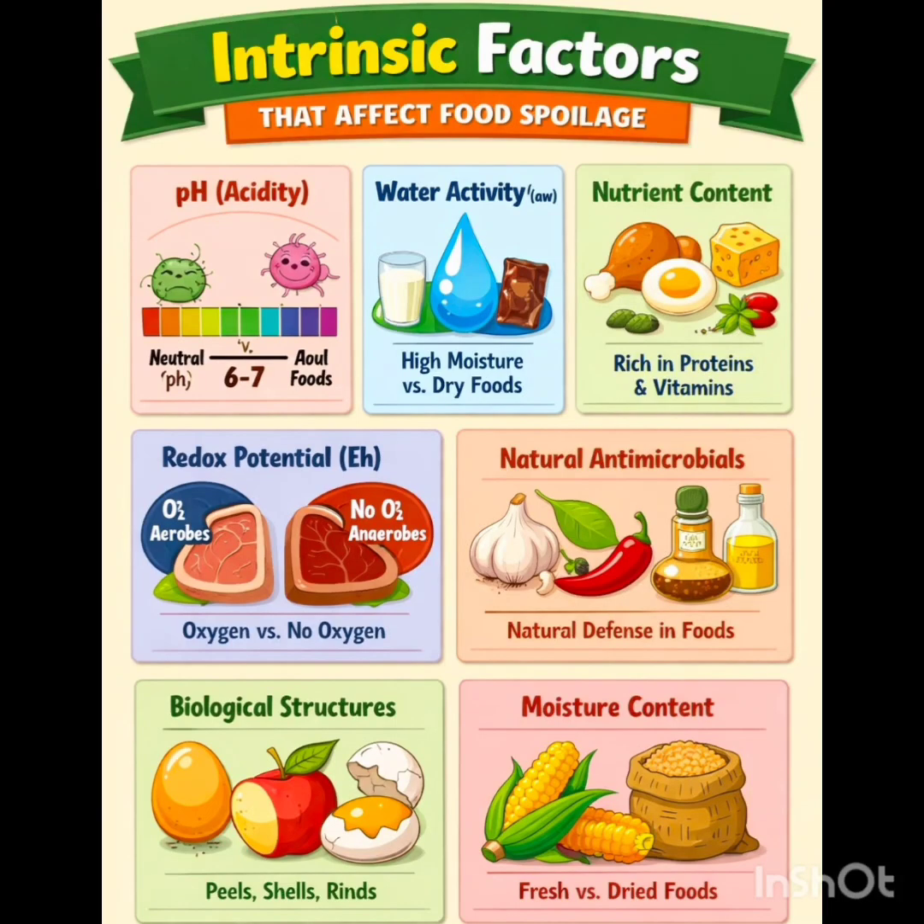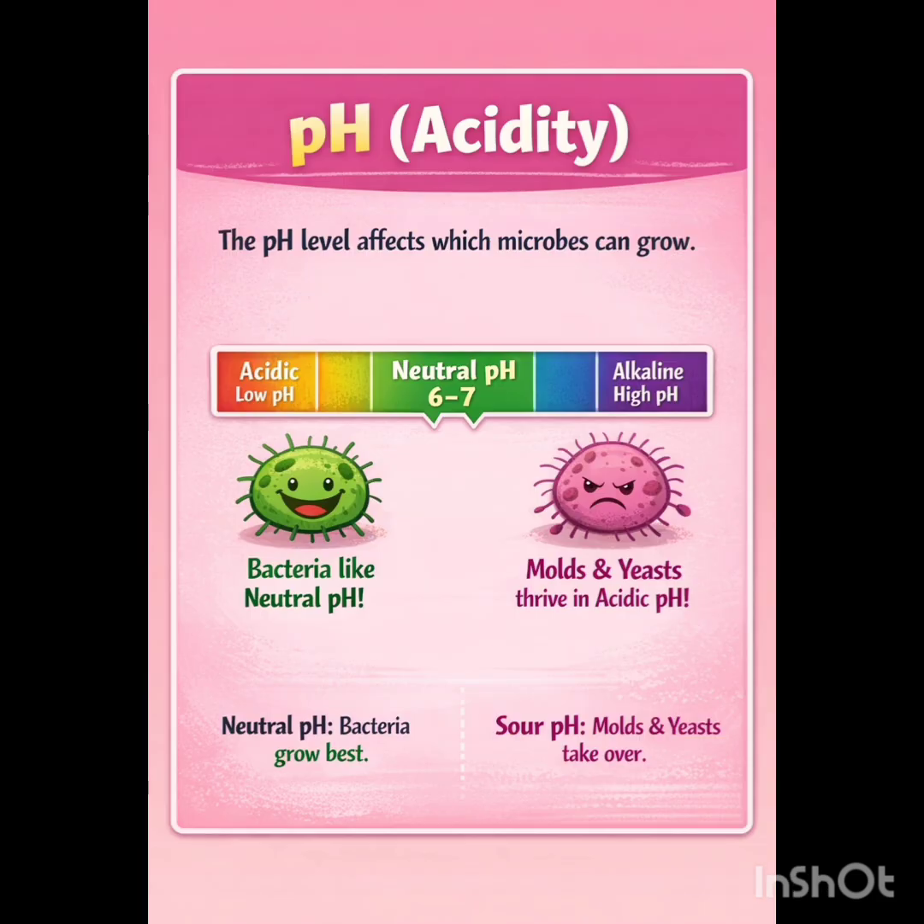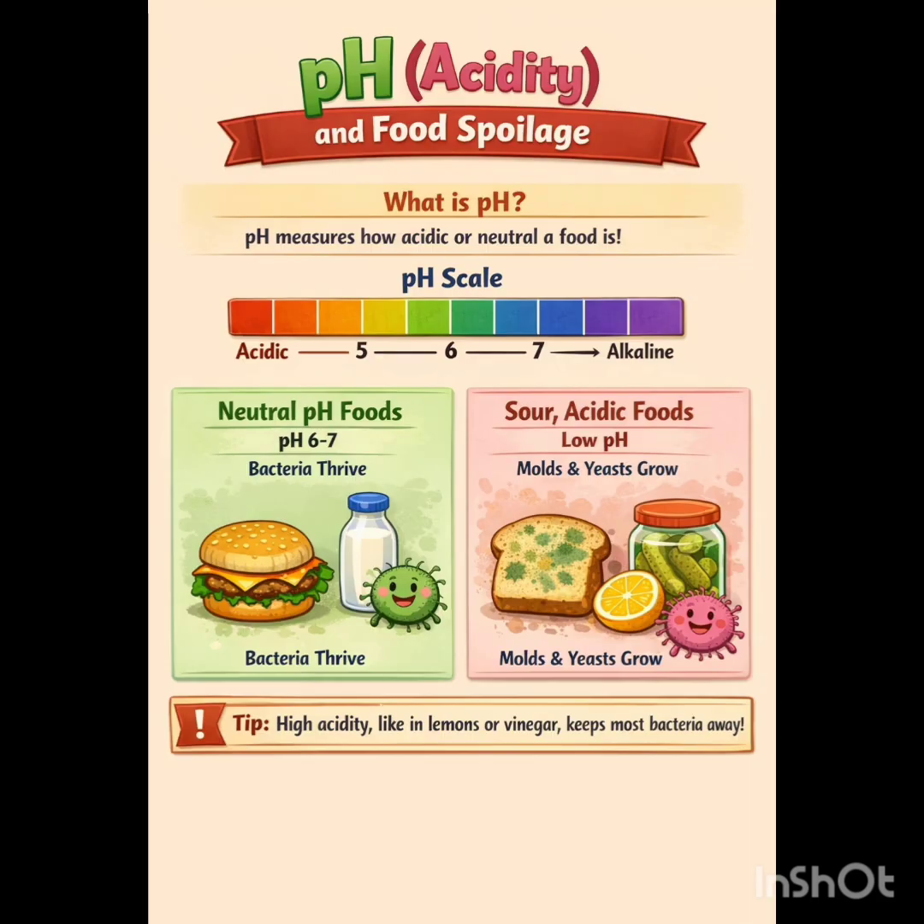So, when we talk about why food spoils or how microorganisms grow in food, we need to understand something called intrinsic factors. These are simply the natural characteristics of food itself, which affect whether microbes can grow or not. Now, let's imagine food as an environment where microorganisms are trying to live. Just like humans need the right conditions to survive, microbes also need suitable conditions. And many of these conditions come from the food itself.